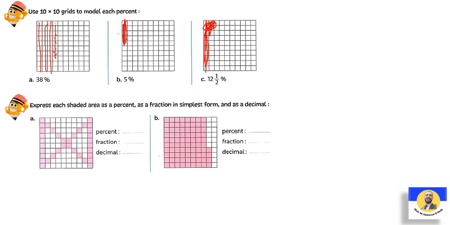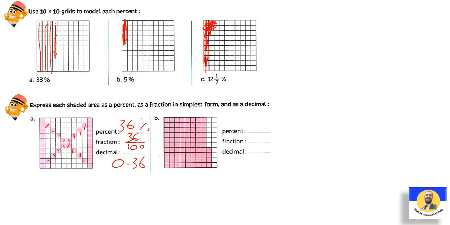Okay. Next one, express each shaded area as a percent, as a fraction in simplest form and as a decimal. طيب okay, percent, this is the first. Then we want to change it into fraction. Fraction means that it's over 100. Then we change it into decimal. So count: here you have 10 and 10, it's 20, and 21, 22, 23, 24, 25, 26, 27, 28, 29, 30, 31, 32, 33, 34, 35, 36. So it will be 36%, or we can write 36 over 100 and you can put it in simplest form, and in decimal it will be 0.36.